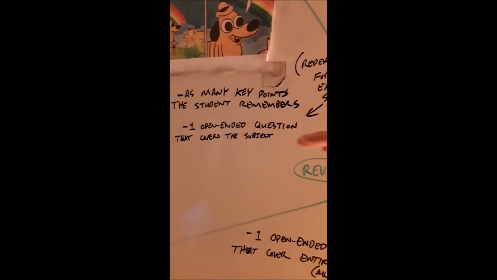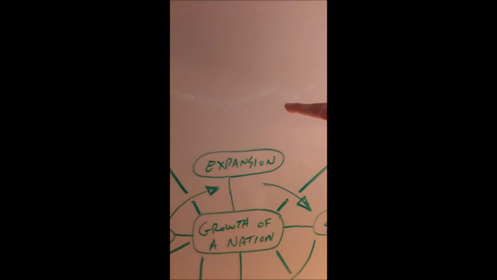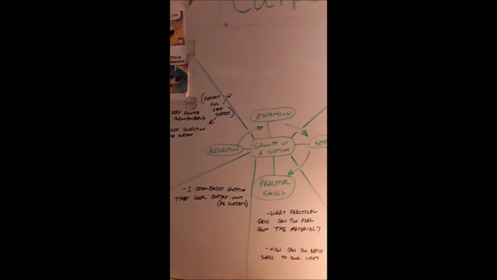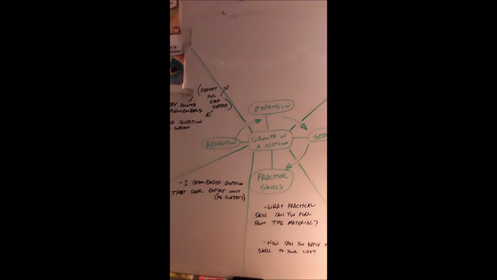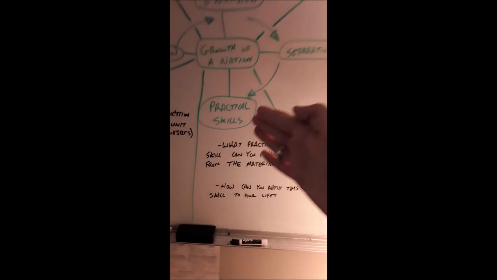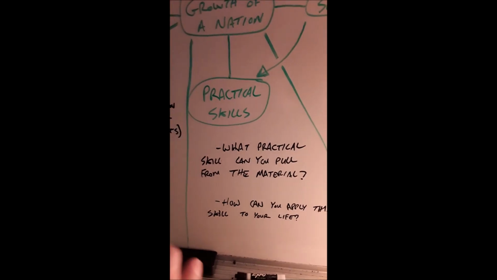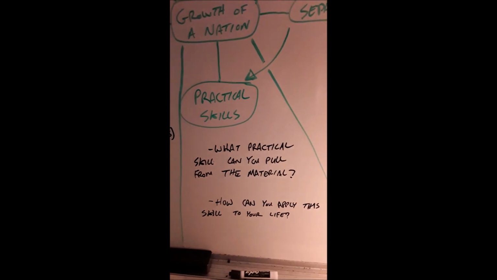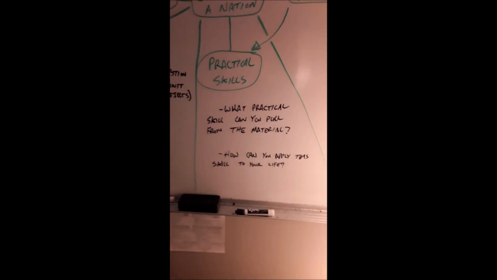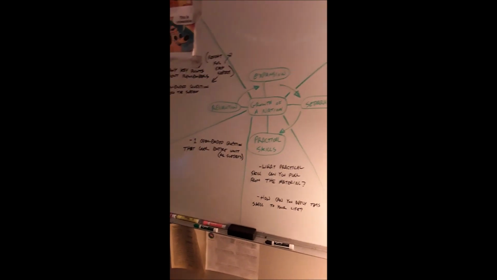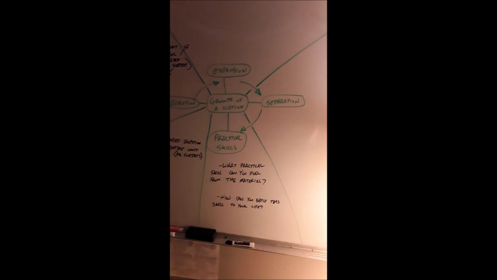This same thing happens again for the next subject, then the next subject. All the subjects in the unit get their own area. After they write the key points, you then ask one open-ended question. Then you get to the most important part. Practical skills. What practical skill can you pull from the material? And then how can you apply this to your life? So now what you're doing, you're creating a personal connection between the material and the student.